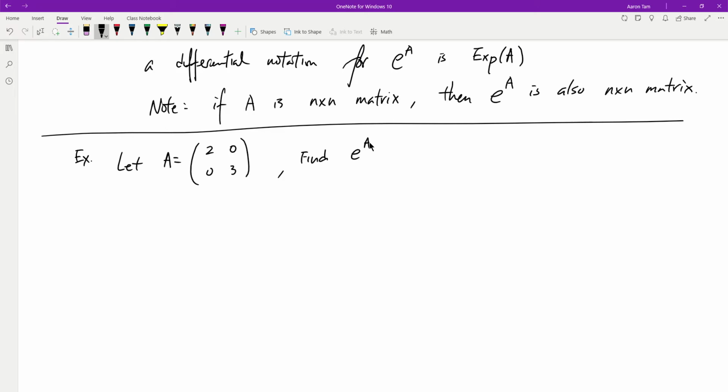All right, so ready? Let's start with the definition. e to the A is just equal to I plus A plus A squared over 2 factorial plus A to the third over 3 factorial plus dot dot dot plus A to the n over n factorial plus dot dot dot. And obviously, it's not practical for us to actually evaluate this sum because there are infinite terms.